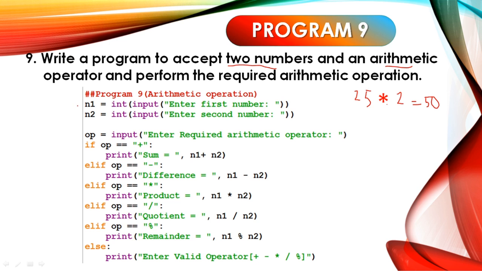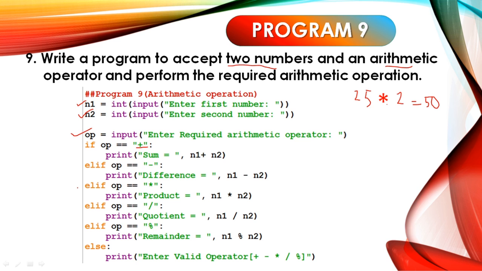The program is, first we are accepting n1 and n2 using the input function, and then we have to accept the operator also. If the entered operator is plus, the sum of the numbers will be displayed as sum equal to n1 plus n2, and elif op equal to minus, difference equal to n1 minus n2 will be displayed.